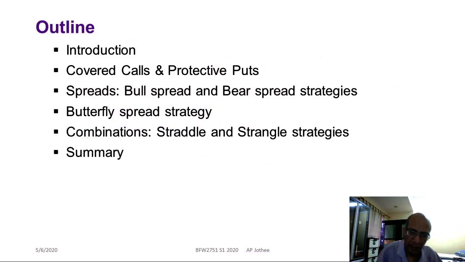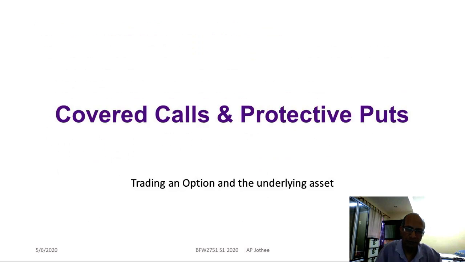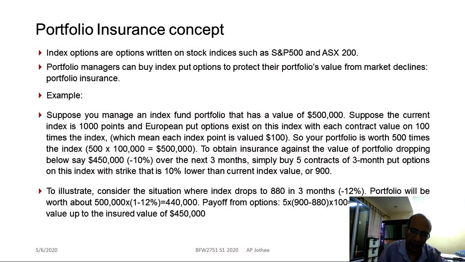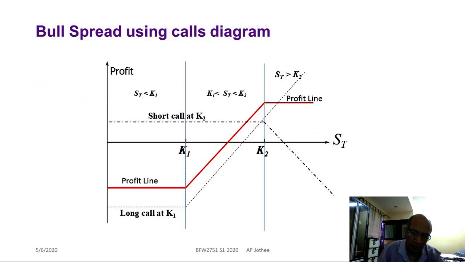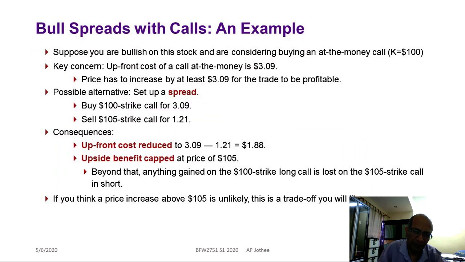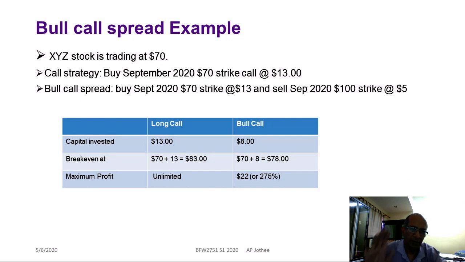Well, we have just seen how the bull spread helps you to save money. At least the upside potential is good and the downside loss is not much. We have seen a numerical example. Bull call spread, another example. Let us have a look.